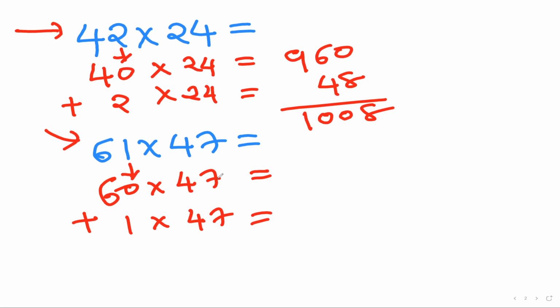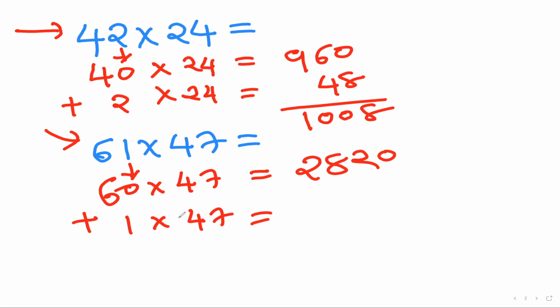So now 47 times 6. I can do 40 times 6, which is 240, and 7 times 6 is 42. So 240 plus 42 will be 282. And then I do have that 0 at the end, which I can put down here.